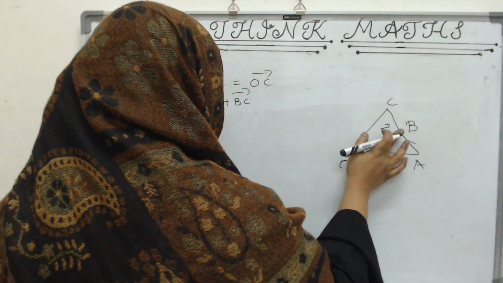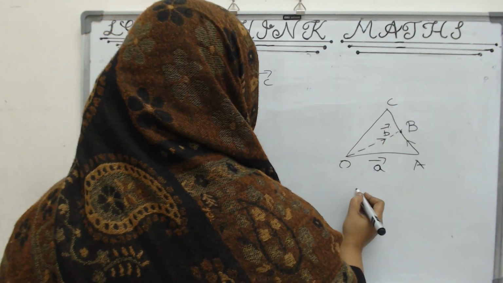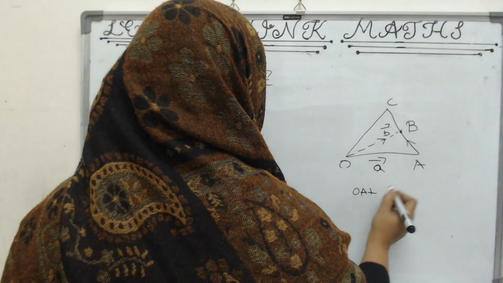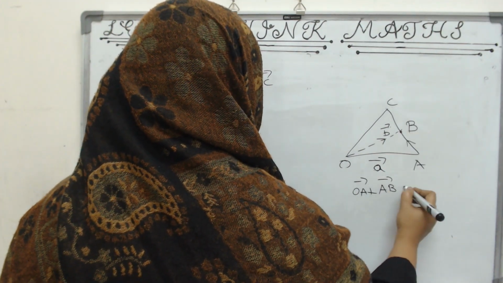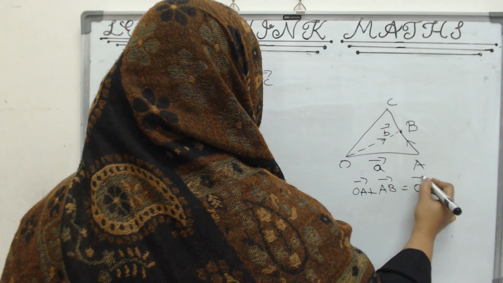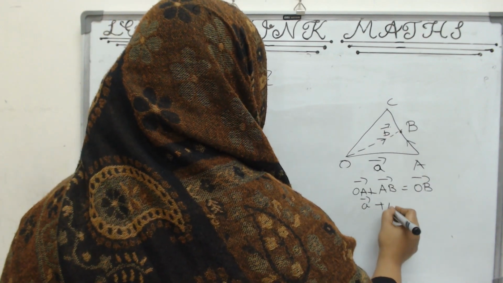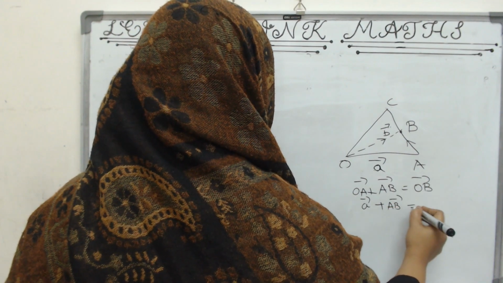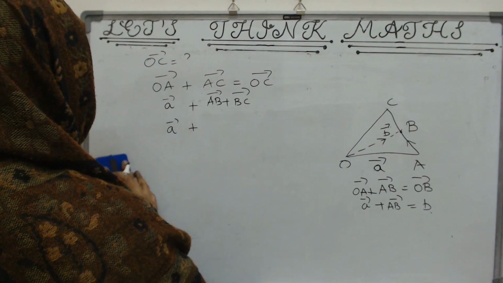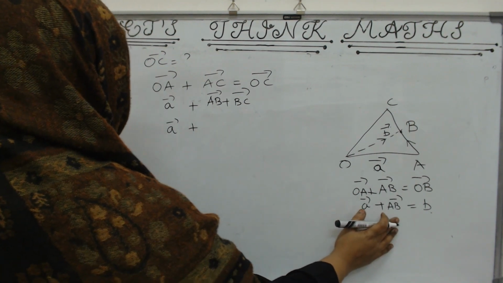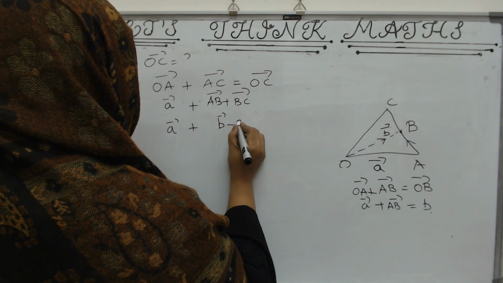Again, for this small triangle, apply the triangle law. Then what will you get? OA plus AB is equal to what? It is equal to OB, the third side of the triangle. That means a plus AB is equal to b. So AB is b minus a.